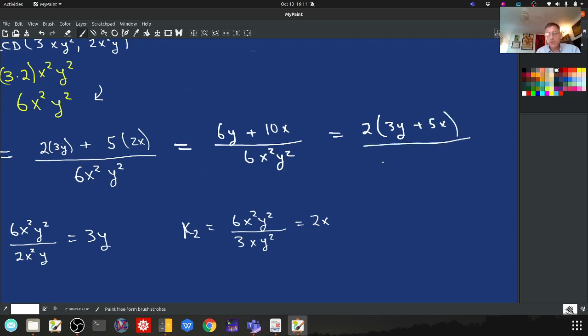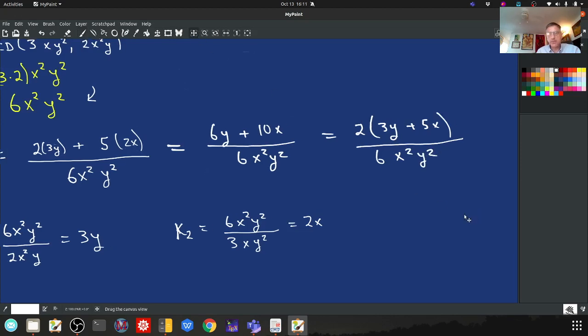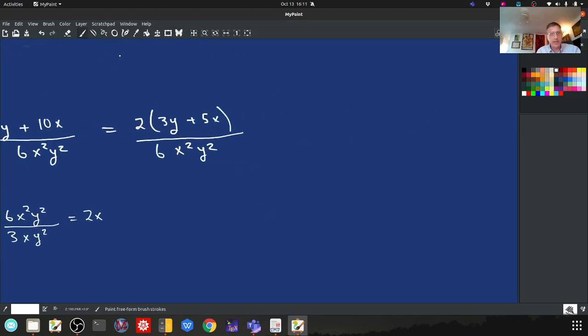Over 6x squared y squared. And then finally, I can do one last simplification. 2 divided by 6 is 1/3. So the 2 becomes a 1. So that's 1 times 3y plus 5x, which is 3y plus 5x. And the 6 becomes a 3. And that is our answer.